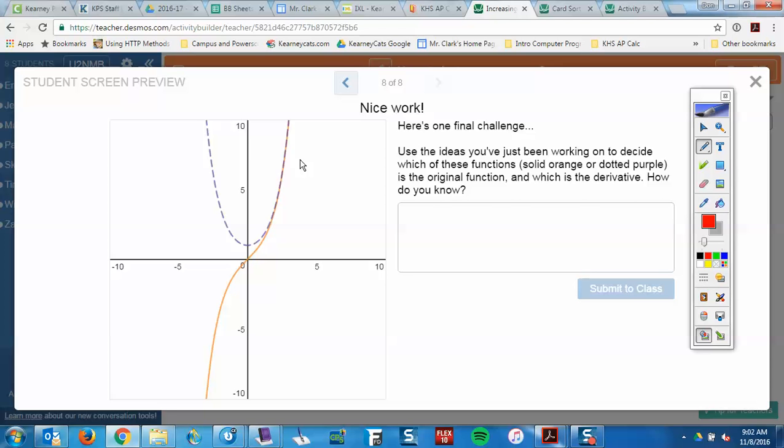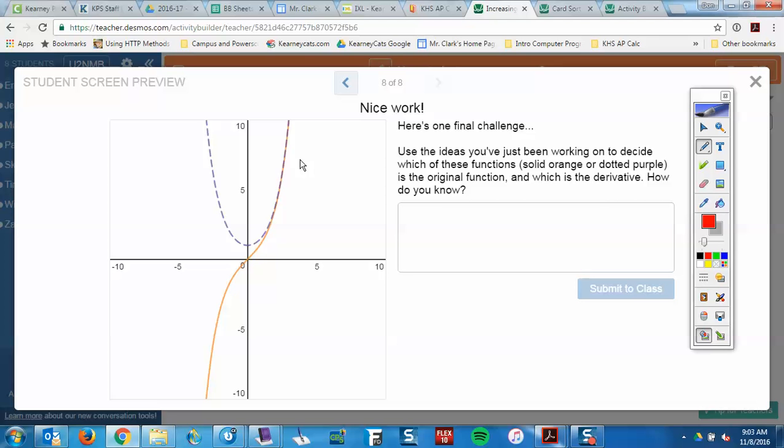But if this one was going to be the F prime, if the purple was going to be F, this would have to be like an x to the fourth. Which it could be, because an x to the fourth could look like that. And then it's possible that you would get that, okay? So, it all depends. What we don't know is how this is curving.